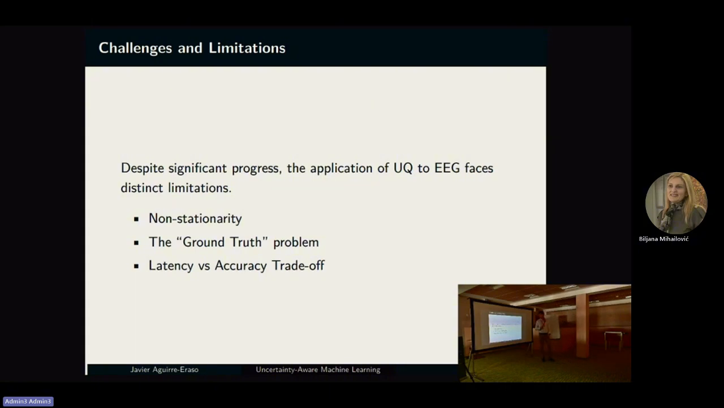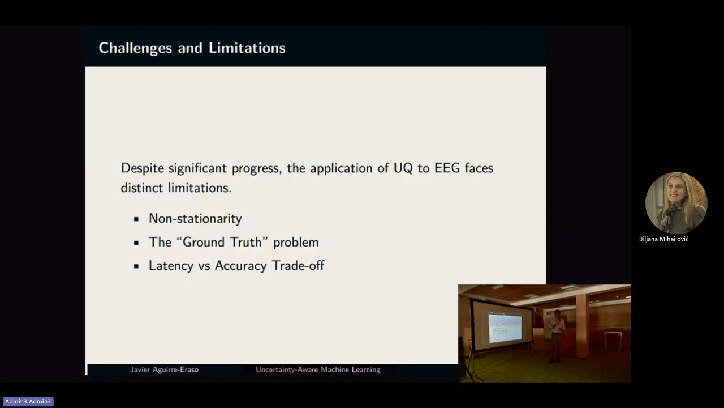So that's a challenge. Also, in the field of medicine we have the ground truth problem, because sometimes it is not just that the sample is uncertain, but also the label is uncertain, because some experts could disagree on the label or on what they are seeing. And this is not captured in traditional cases.